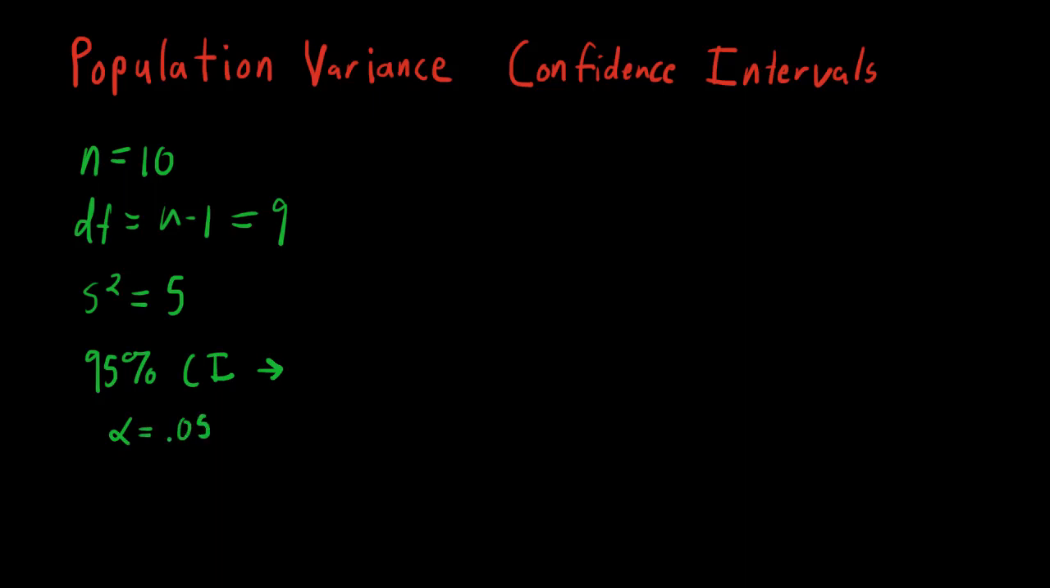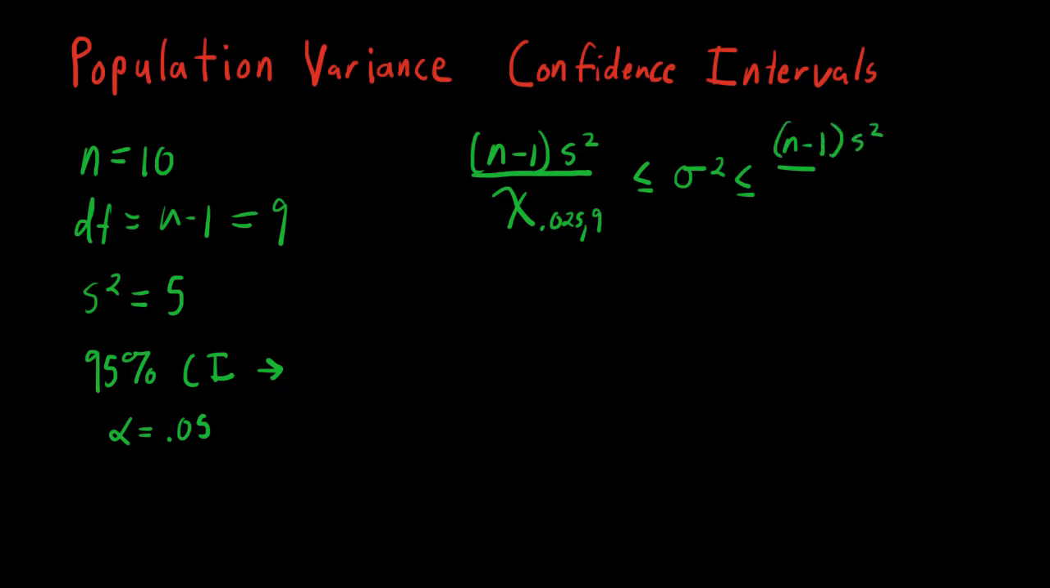So to start off with our formula, we have n minus 1 times s squared over our chi squared at alpha over 2, so 0.025 with 9 degrees of freedom, and that's less than or equal to our sigma squared, which is less than or equal to, again, n minus 1 times s squared over our chi squared value at 1 minus that 0.025, so 0.975, and again with 9 degrees of freedom.